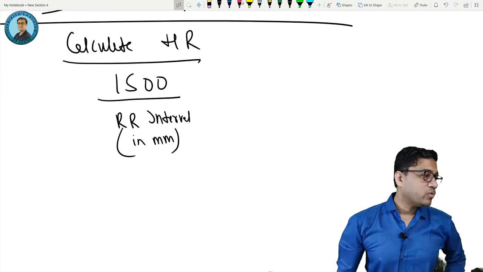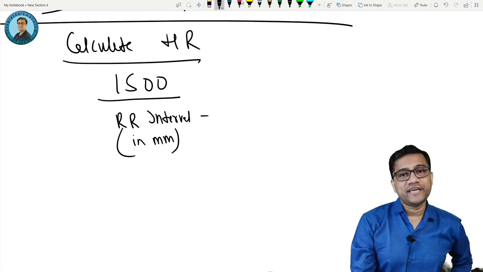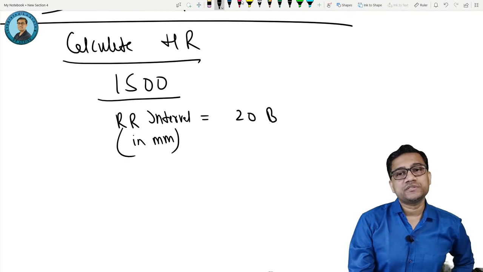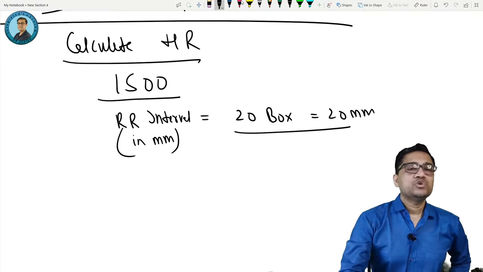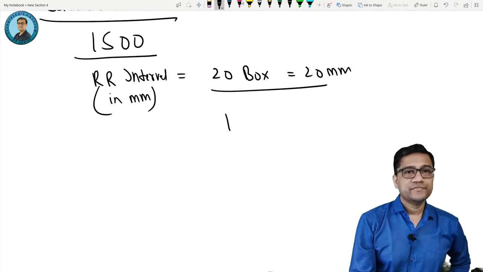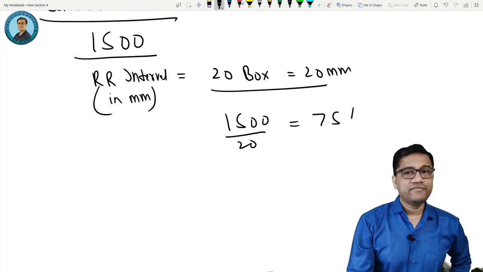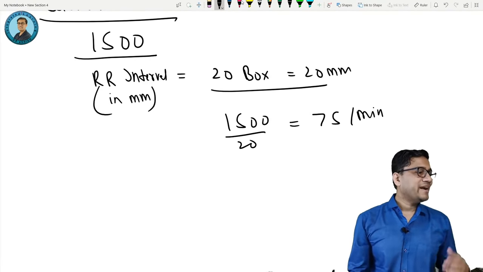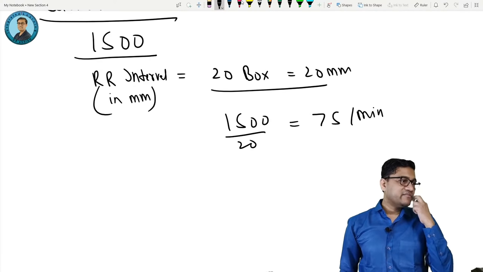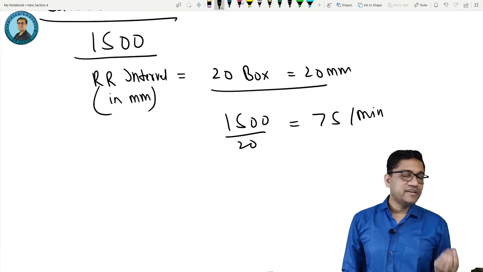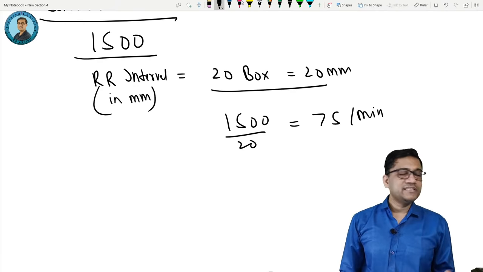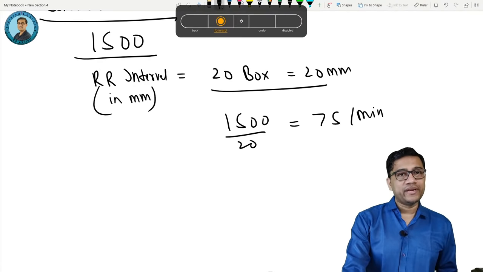So let's calculate some heart rates. Let's say there are 20 boxes, that is how many mm? 20 mm. So what is the heart rate? 1500 by 20, 75 per minute. So 75 is the value. Let's see some graphs and you try to calculate the heart rate.